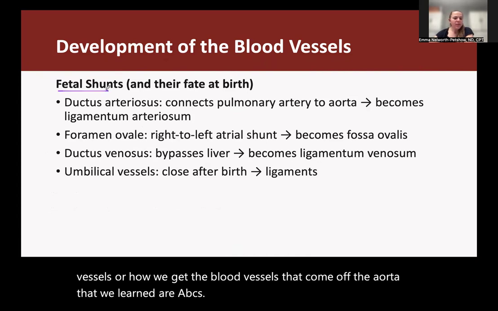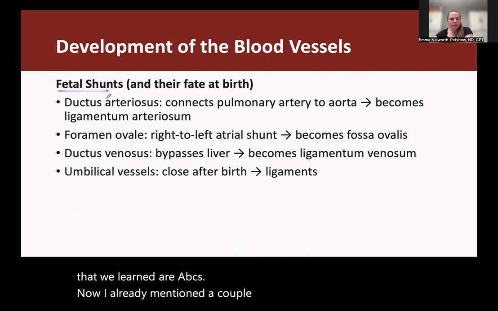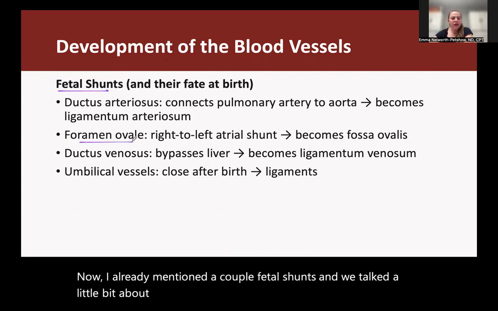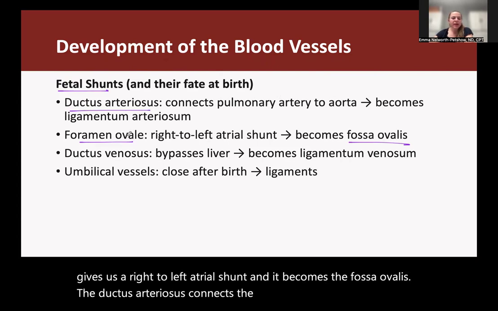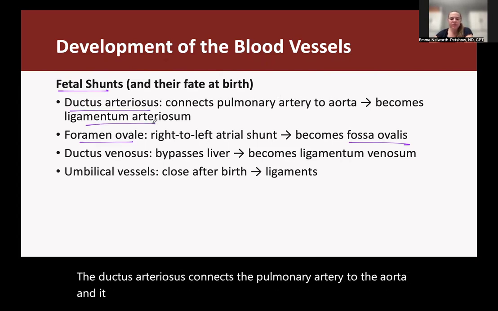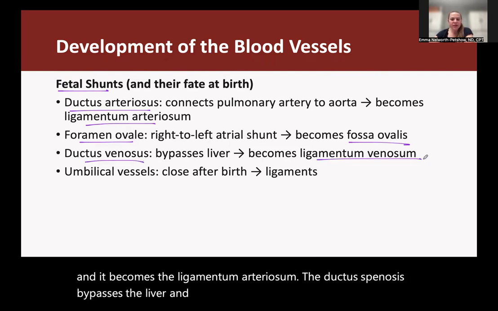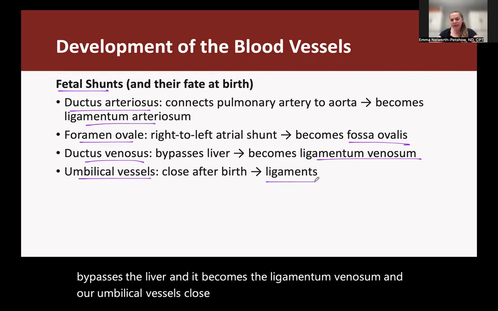Now, I already mentioned a couple fetal shunts, and we talked a little bit about what happened to one of them. Our foramen ovale gives us a right to left atrial shunt, and it becomes the fossa ovalis. The ductus arteriosus connects the pulmonary artery to the aorta, and it becomes the ligamentum arteriosum. The ductus venosus bypasses the liver, and it becomes the ligamentum venosum. And our umbilical vessels close after birth, and they just become ligaments.